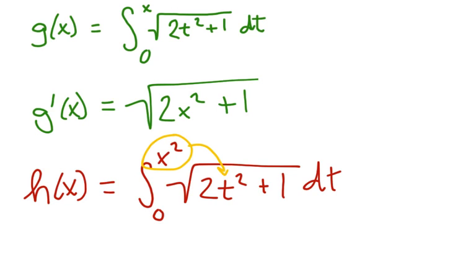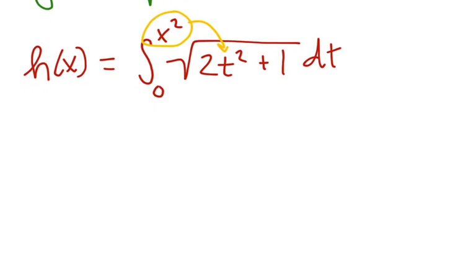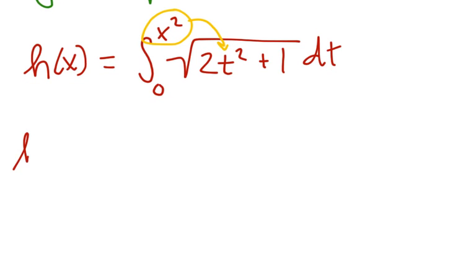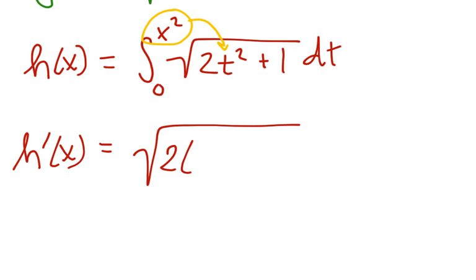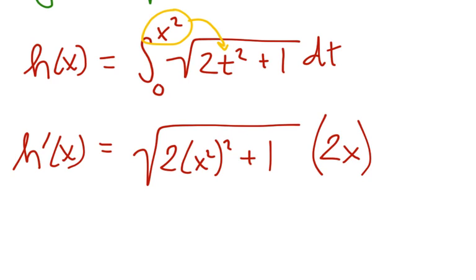But because my upper limit of integration is not just x, but x squared, I don't want to just stop there. I've got to apply the chain rule, because my inner function is x squared, and I'm going to need to take the derivative of the x squared as well. So when I work out h prime of x, we're going to get the square root of 2 times x squared squared plus 1, because again I'm replacing t with x squared, and I'm going to have to square that result. And then all that has to be multiplied by the derivative of x squared, so we get times 2x. And then that's it. That's how you handle that first part of the fundamental theorem.